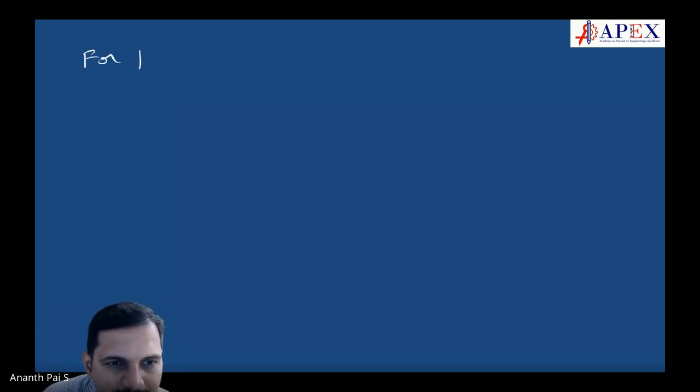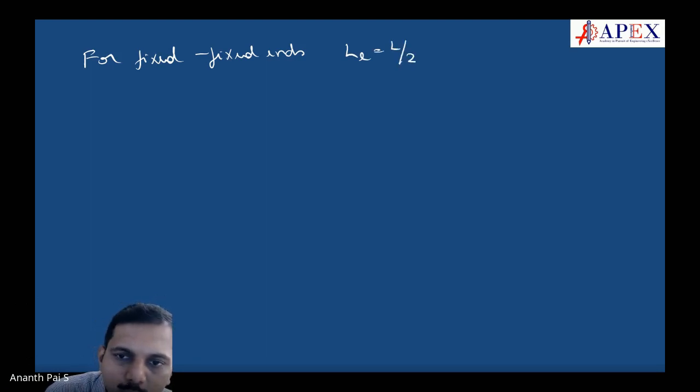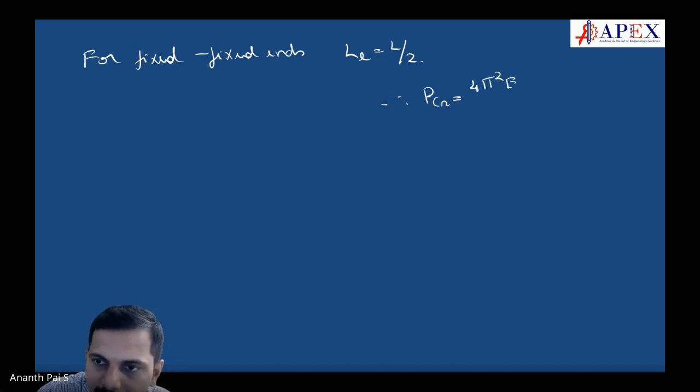Okay. Now, for fixed ends, column is for fixed fixed ends, LE is equal to L by 2. Therefore, P critical is equal to 4 pi square EI by L square.